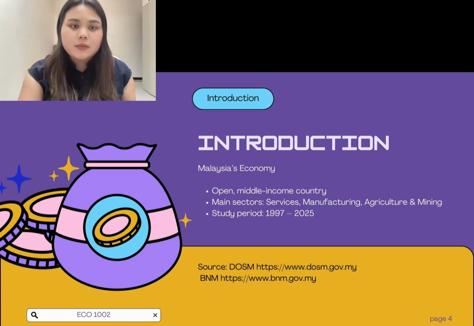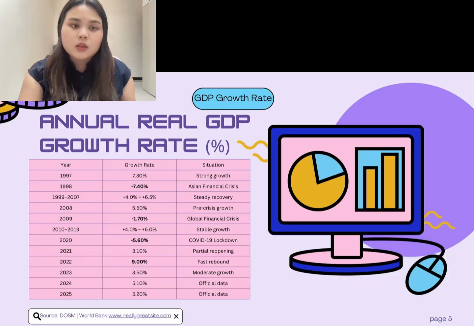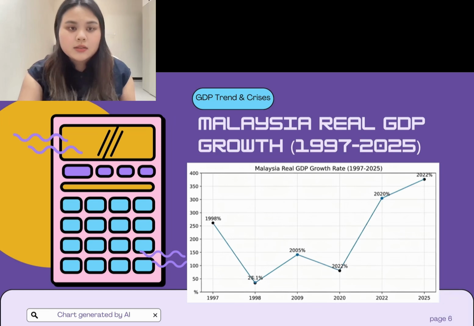This is the GDP growth rate. Here we talk about the annual real GDP growth rate. This shows all the years, the rates, and the situation. Okay, next. Here is the GDP trend and increases, Malaysia's real GDP growth. You can see the graph here. The graph is made by AI lah.